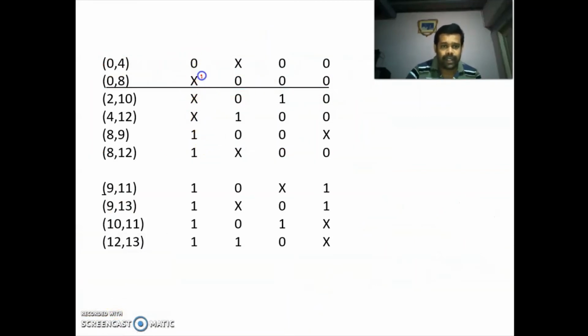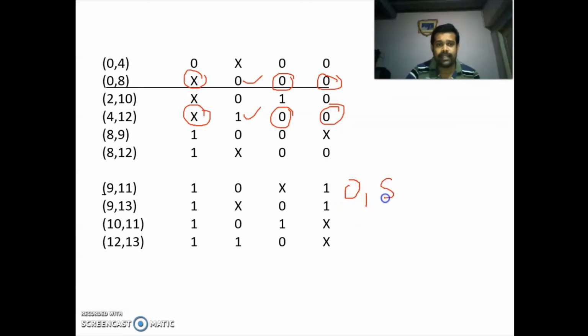So you are having x here and you are having another x here. Now we will check whether they are differing by 1 bit. Here no problem. Here differing by 1 bit. Here same. Here same. So it is nothing but 0, 8, 4, 12.